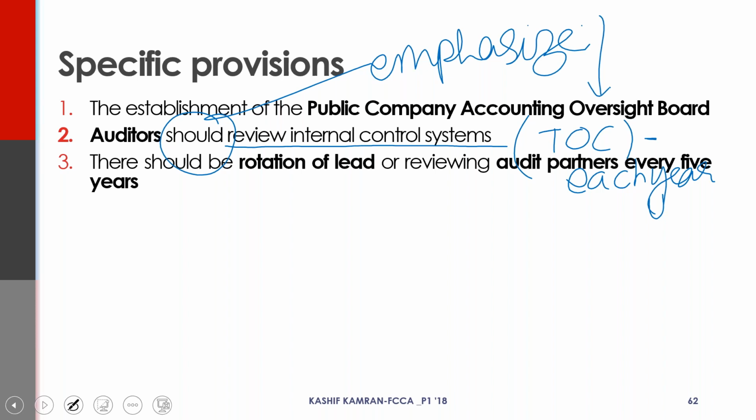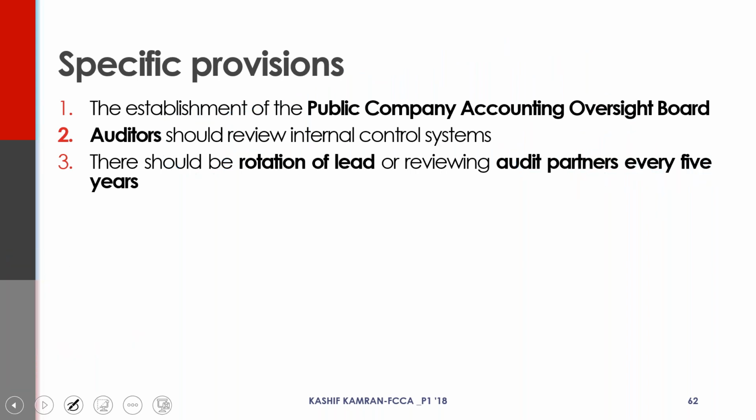Number 3, there should be a rotation of the lead partner after every 5 years. Now we know this rule from the F8 paper, that the partner has to be changed after 5 years. In some jurisdictions, it's 7 years. But Sarbanes-Oxley is saying that the partner has to be changed after every 5 years. Every 5 years means familiarity threat. I hope you remember that from the F8 paper. The partner has to be changed after every 5 years, not 7 years. Under Sarbanes-Oxley, every 5 years.